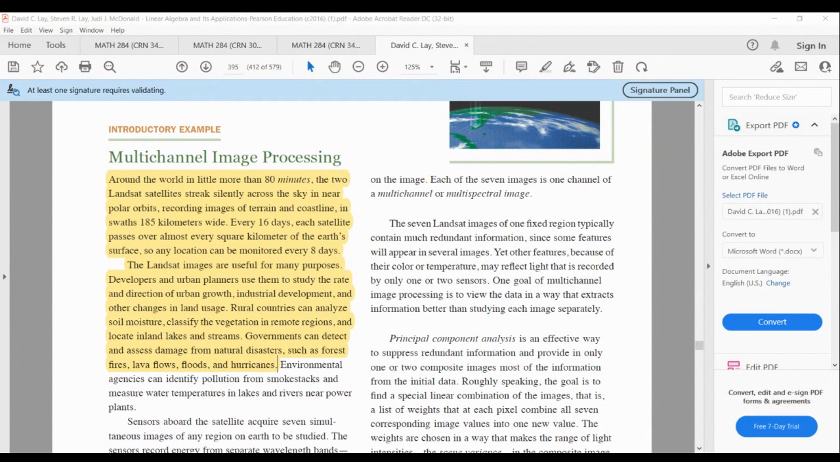And they make a comment in the second paragraph that these Landsat images from these Landsat satellites are useful for many purposes. Developers and urban planners use them to study the rate and direction of urban growth, industrial development, and other changes of land usage.